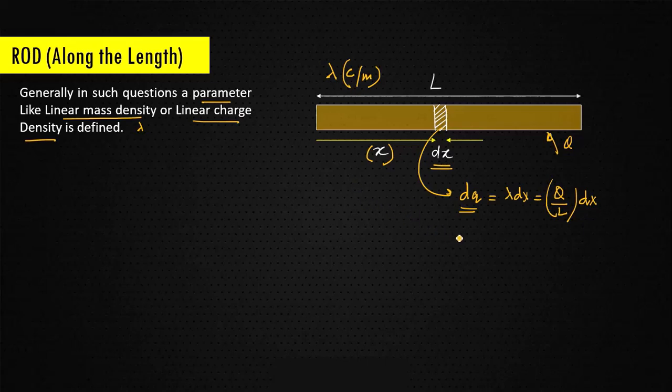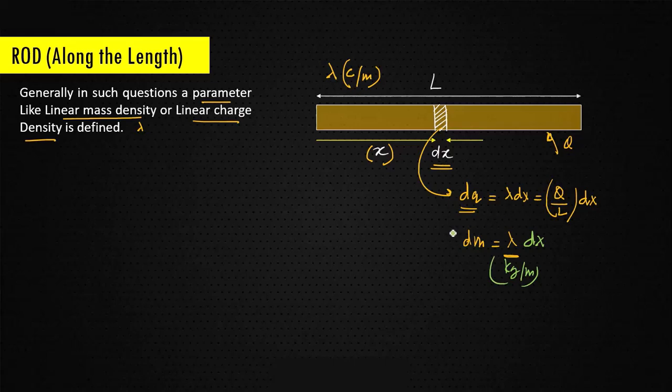Similarly, if I want to calculate the small mass of this element, the elemental mass dm, again I have to define the value of lambda. Now in this situation, lambda is in kg per meter unit, that is the linear mass density, multiplied by delta x or dx.